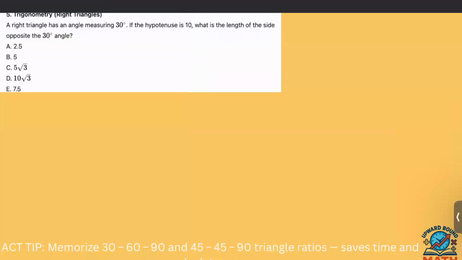Finally, a right triangle has an angle measure of 30 degrees. If the hypotenuse is 10, what is the length of the side opposite the 30-degree angle? So we need to draw out this right triangle and look at our angle measures. This is 30. We know our hypotenuse is 10, and we know we need the opposite side.